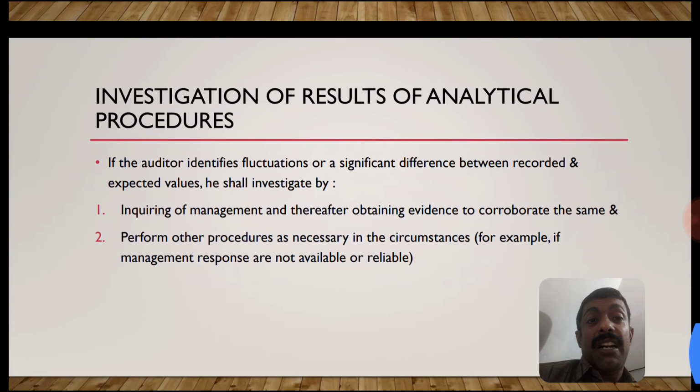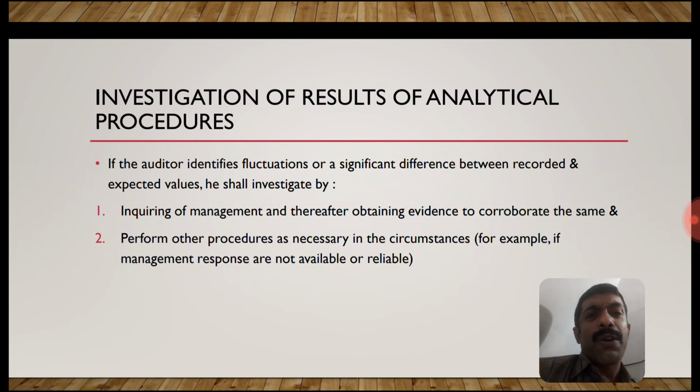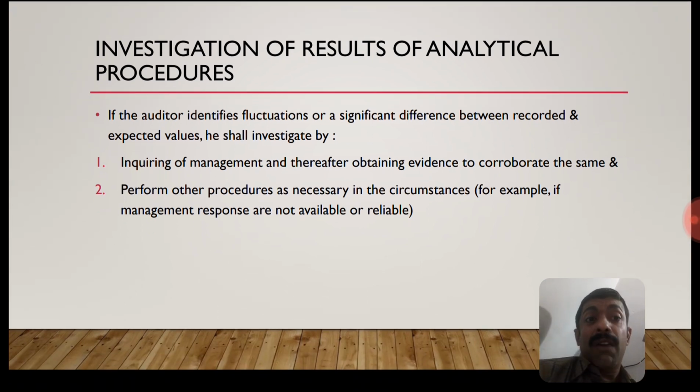Investigation of results of analytical procedure. If there is an unusual fluctuation, the auditor has to investigate the reasons. How is the investigation carried out? First is enquiring with the management. After that, obtaining persuasive evidence, sufficient and appropriate audit evidence, and addressing the overall risk which is identified. Exception report. Perform other audit procedures if necessary where the circumstances require. So this is our small discussion about substantive analytical procedure.